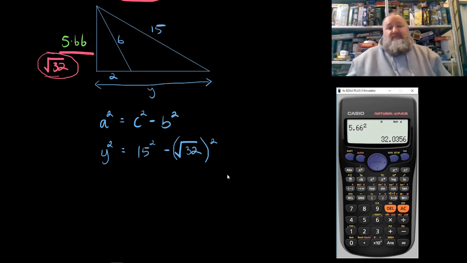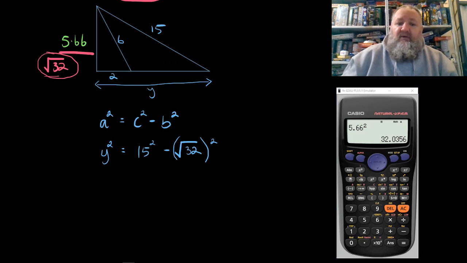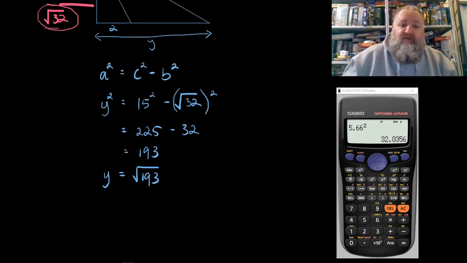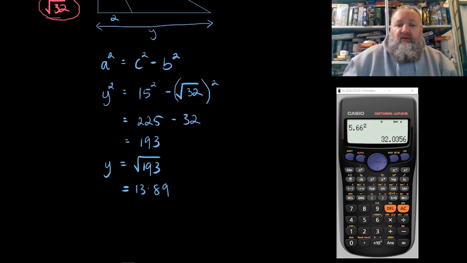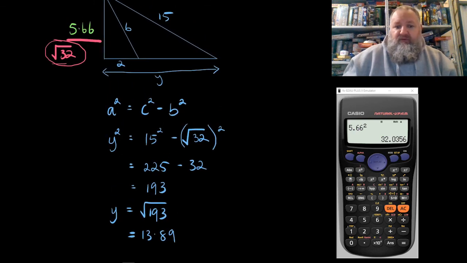Now I can actually do this calculation. It's easy enough. I can say that my 15 squared is 225, and the square root of 32 squared is just 32, which is nice and neat. I do the takeaway. I then find the square root of both sides. I need to give myself some room. And I will find that my answer is 13.89.